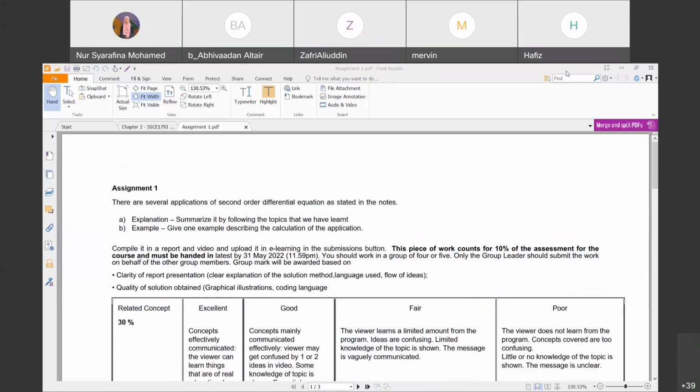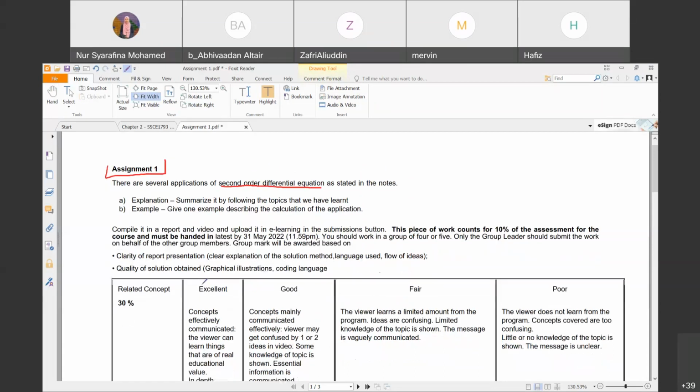Assignment, all right. Okay, so now I have briefly explained the applications of second order differential equations. There are several applications, so let's discuss this assignment. There are several applications of second order that we have discussed earlier. This assignment is focused on second order. After this, I'm going to clarify this assignment in a detailed version. So this is just a brief explanation, all right?